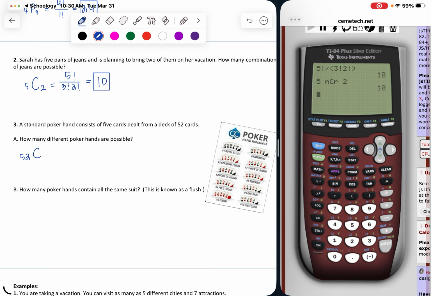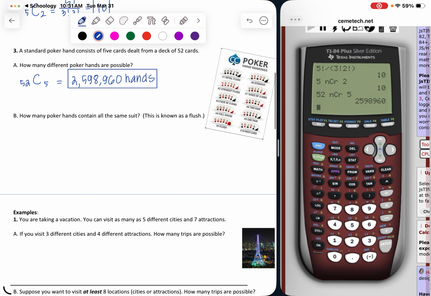52, I'm doing combination because order doesn't matter, and I'm choosing 5. So I'm just going to type that in my calculator. I'm going to do 52, math, go over to probability, option number 3, choose 5, enter. And that's a nice ginormous number there. So we got 2,598,960 hands. So that's how many different 5 card poker hands there are, right?